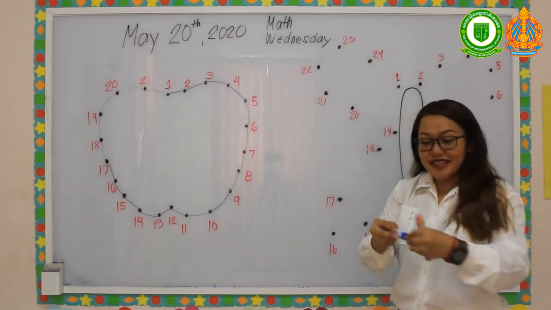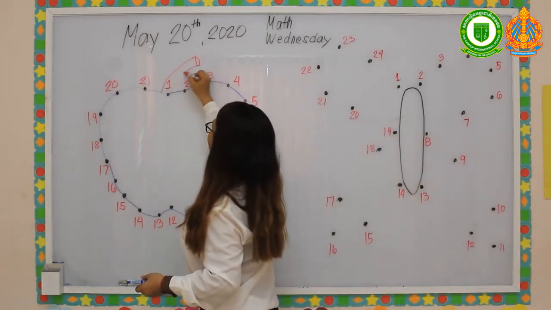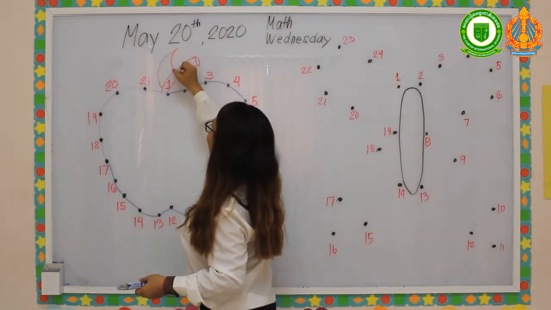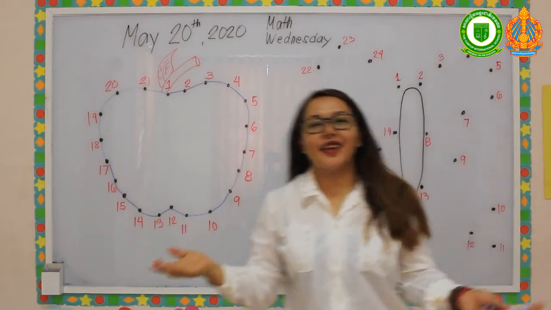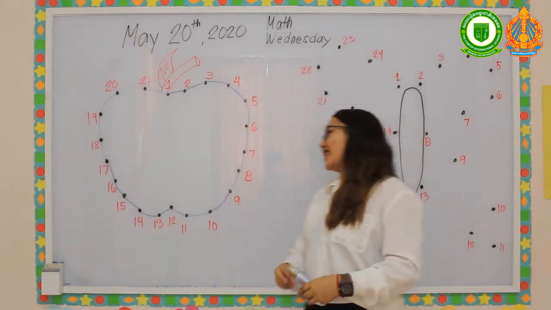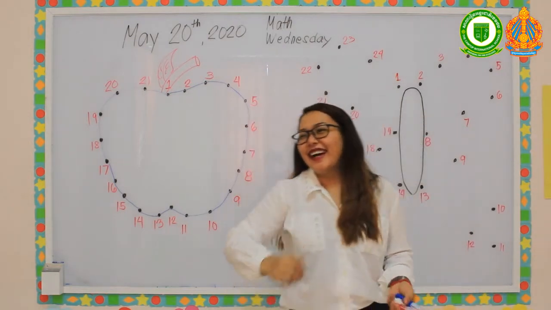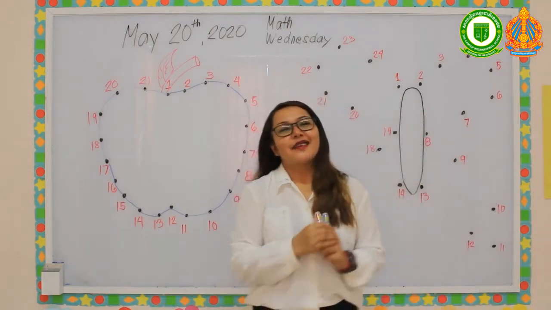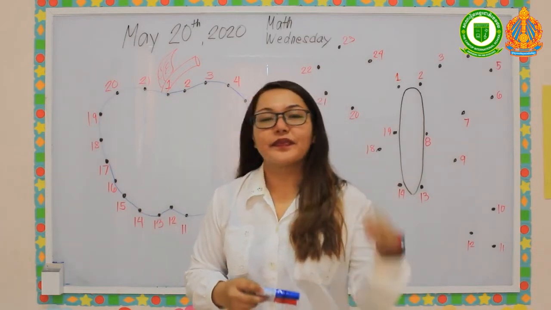Okay, there's something missing. Okay, I'll just draw it. Okay, so what do you think is this? Alright, there. Thank you for helping me connect the dots, kids. So this is an apple. Okay, it doesn't look like an apple, but it is an apple. So this is an apple.